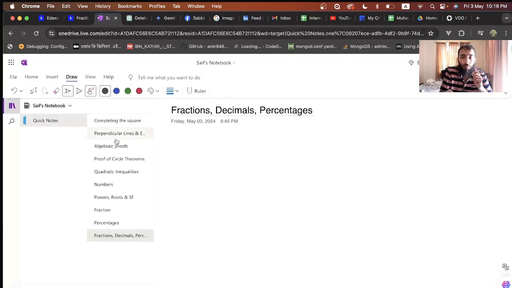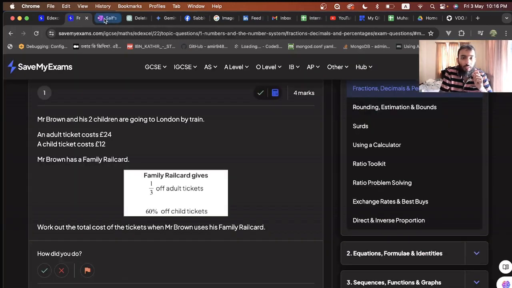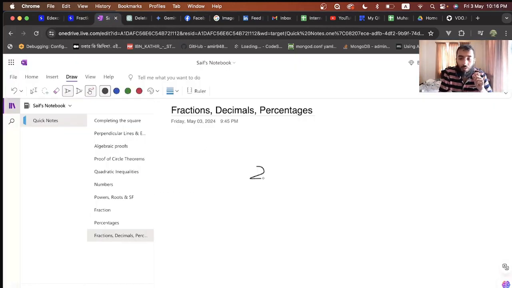So if I open in a new tab, so what is the cost of an adult ticket? So let's figure out what is the cost of adult and child ticket after the commission. Before the commission is 24. What is after the commission? So what is the commission? 1/3 of 24, right? So this is the commission, which is 8 pounds. So what is the actual cost of an adult ticket after the commission, which is 16 pounds after the commission.